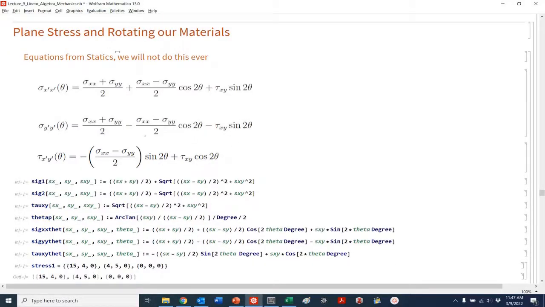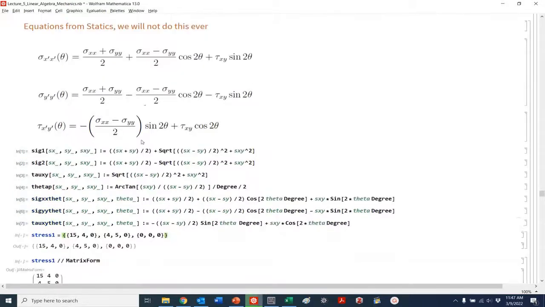And now we're going to get into some fun things, which is using linear algebra and rotation matrices to rotate stresses and strains. If you're trying to find stress on a particular angle, plane, or direction, you can resolve those forces and use equations from statics to find the stress and strain in the new states. We are not going to do this. We will never do this together. Instead, we want to build up a more fundamental framework using a linear algebra approach.